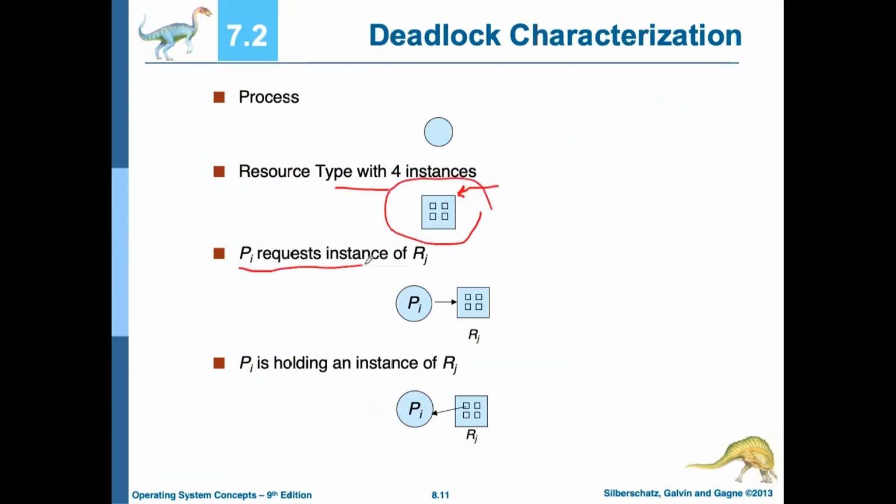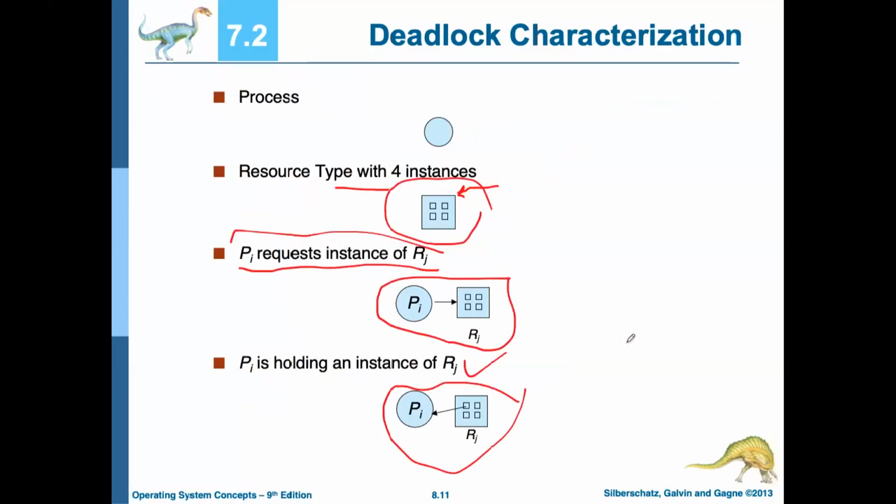Pi requests an instance of Rj. So this is the RAG used to represent this. Similarly, Pi is holding an instance of Rj. They will represent this using this diagram. Okay, this is RAG.